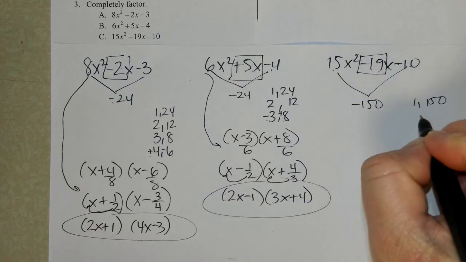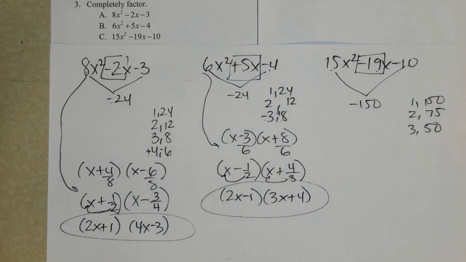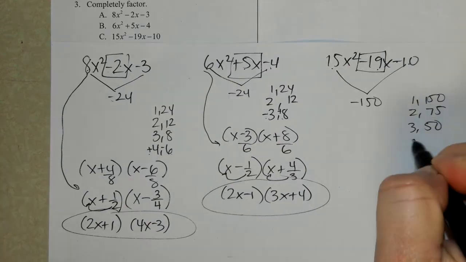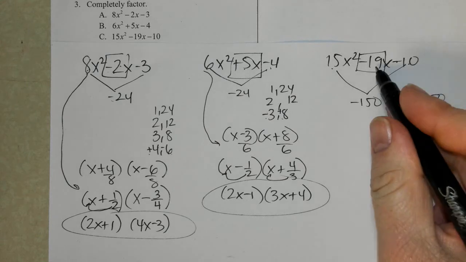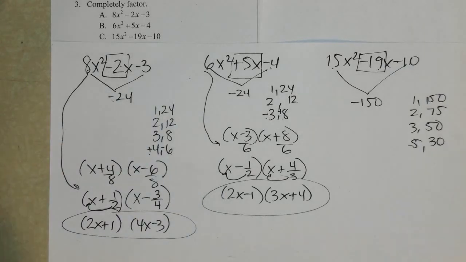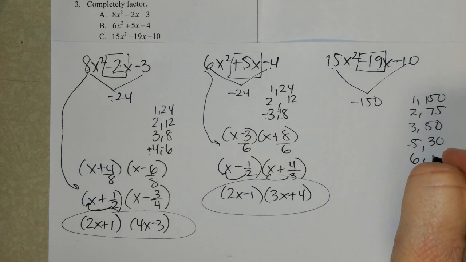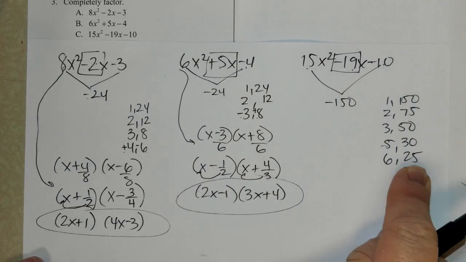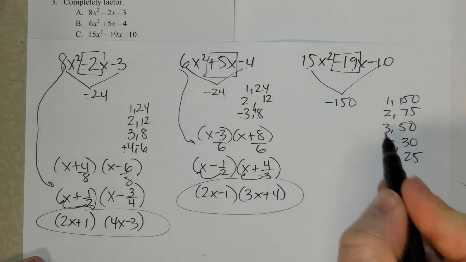150, no. I know 2 and 75, that doesn't somehow get me in. I can divide by 3 and I get 3 and 50, that doesn't work. I can divide by 4, doesn't give me a nice whole. Divide by 5, I'm getting closer. 5 times 30, but they don't somehow subtract to give you a 19. Divide by 6, okay, this time 6 and 25. 6 times 25, I'll move back over my fault. 6 times 25 is 150, but it has to be a negative.